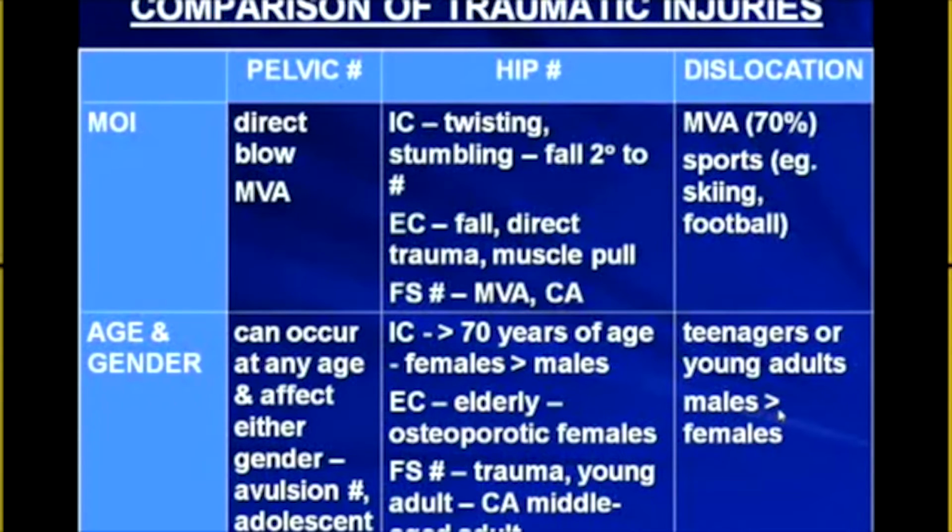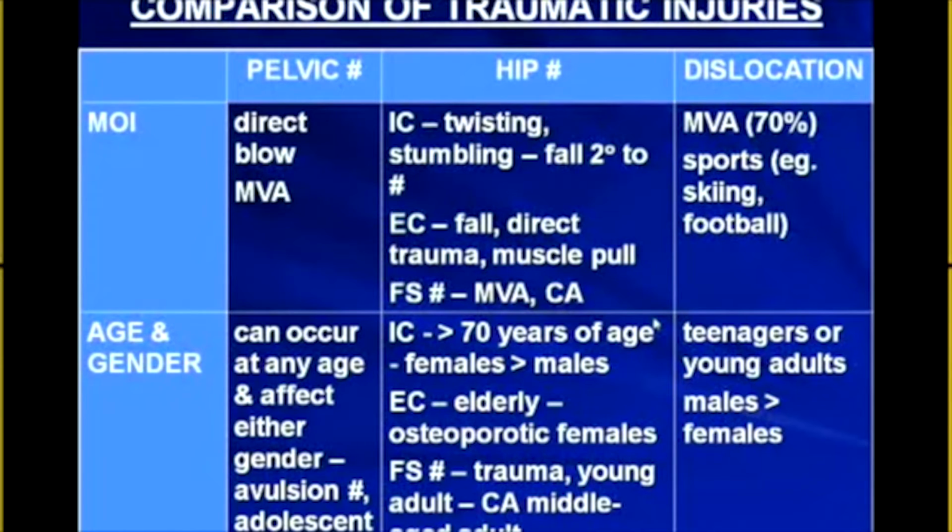When we look at pelvic fractures, certainly they can occur at any age, any gender. Avulsion fractures are more common in adolescence, in which case they often describe feeling a pop at the time of injury. Intracapsular fractures are more common after the age of 70, again in females. Extracapsular fractures are again more common in osteoporotic, postmenopausal females. Femoral shaft fractures are more common in young adults, especially, again, in the middle of the femur, associated with cancer.